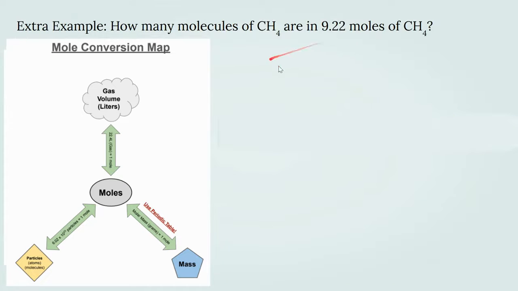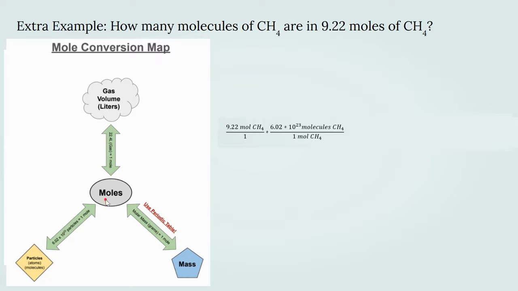As a quick bonus example, this is not on your practice. I asked the question, how many molecules of CH4 are in 9.22 moles of CH4? Let's start with our first unit over 1, 9.22 moles CH4 over 1. We can see we're starting at moles, and we have to go into molecules here in the bottom left. So let's use our moles to molecules or particles relationship here. Moles goes on bottom, so that will cancel. And the 6.02 times 10 to the 23 molecules goes in the numerator.